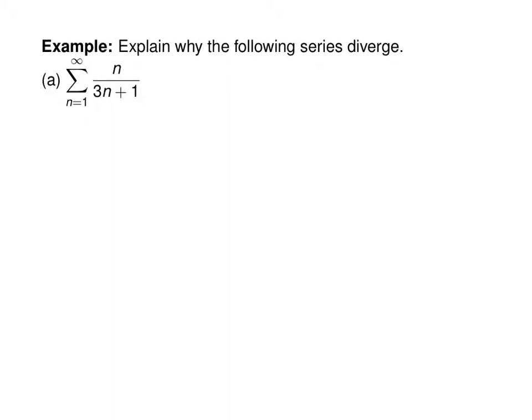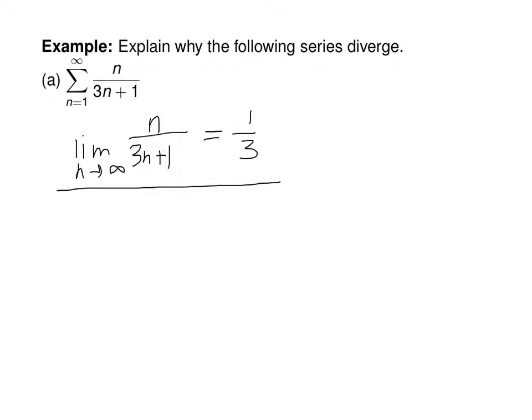Explain why the following series diverge. So for this example, if we check the limit as n goes to infinity of the terms, this is equal to 1/3. And the test for divergence says that the limit as n goes to infinity of the terms has to be 0. And if that's not the case, the series will diverge. So since this is not equal to 0, this series diverges by the test for divergence.